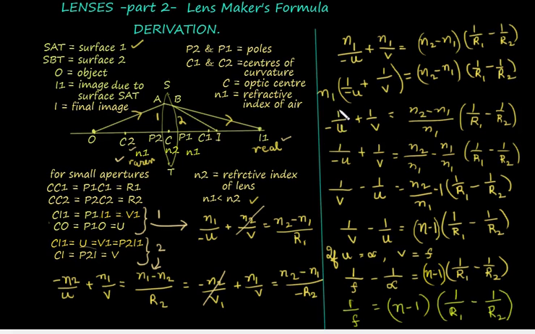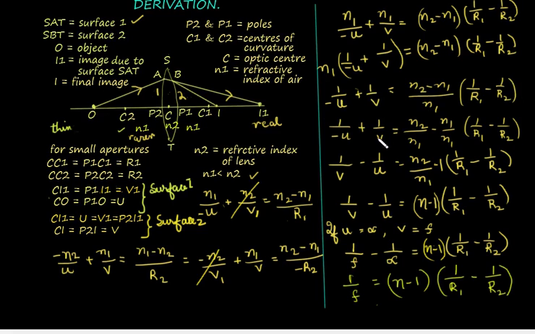So, the equation becomes 1 by negative U plus 1 by V is equal to N2 minus N1 by N1, into 1 by R1 minus 1 by R2. On further simplification, it becomes 1 by negative U plus 1 by V is equal to N2 by N1 minus N1 by N1. N1 by N1 will become 1. Let it be. Let us continue, into 1 by R1 minus 1 by R2. This quantity is positive and this quantity is negative. So, we just write it the other way.